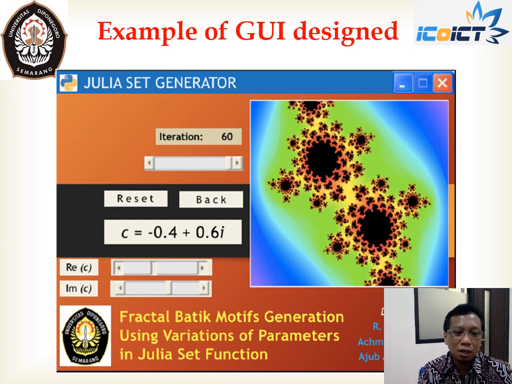And then this is C. C is a complex number, consisting of a real part and an imaginary part. This also uses a sliding push button for the real and imaginary parts of the complex number. If we shift to the right, this increases the number, and if we shift to the left, this decreases the number of the real or imaginary part.